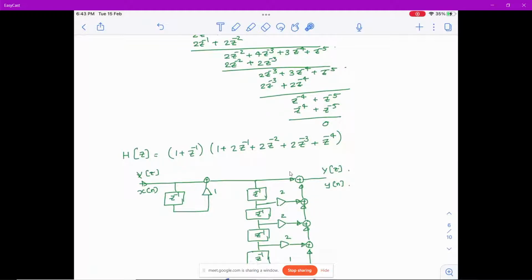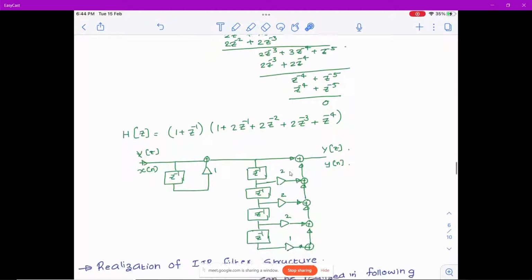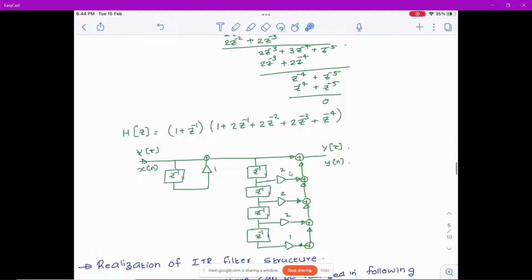So you can draw h1 of z. The maximum power is 1, so you draw one single block. So 1 plus z raised to minus 1 means this 1 will be directly going to the adder, this will also come, so that is 1 plus z raised to minus 1. In the next block, you find out how many delay elements. There are 4 delay elements. After the first block, you draw 4 delay elements.